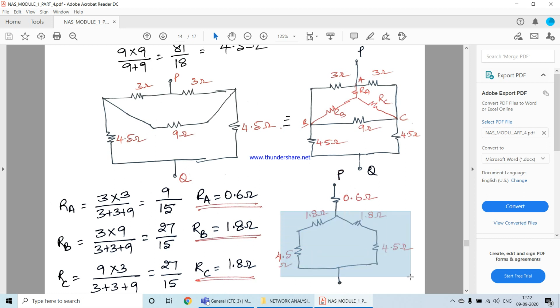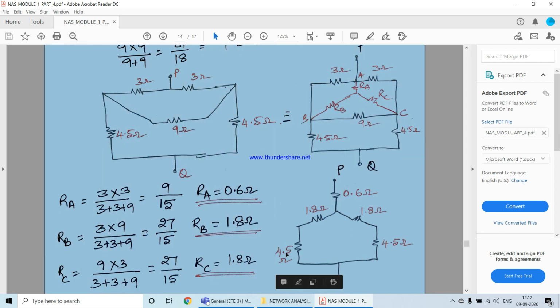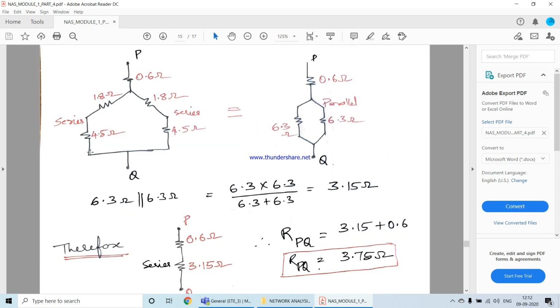Now these both are in parallel, and that in turn is in series with 0.6. So 4.5 plus 1.8 is 6.3. 4.5 plus 1.8 is again 6.3. They both are in parallel. Therefore, 6.3 into 6.3 by 6.3 plus 6.3 is 3.15 ohms.